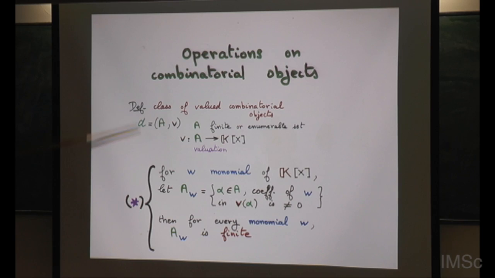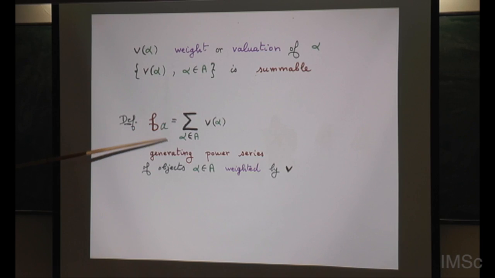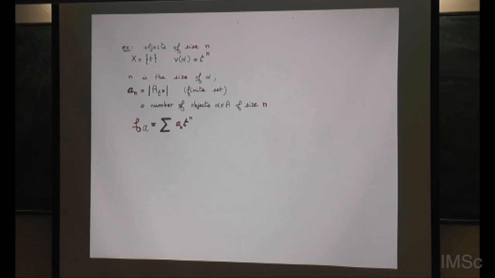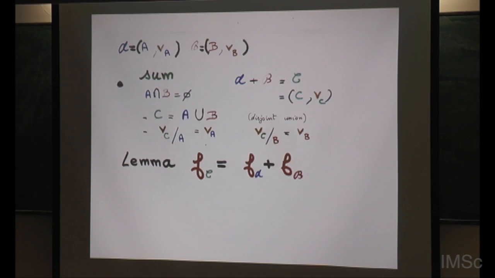Okay, so I just repeat what I have done. I have an abstract definition of a class of valued objects with this fundamental condition star, which gives me a formal definition of the formal generating power series of the object. And I have these two example objects of size n. So now I can define some operations on this class of combinatorial objects. The first operation is the sum.